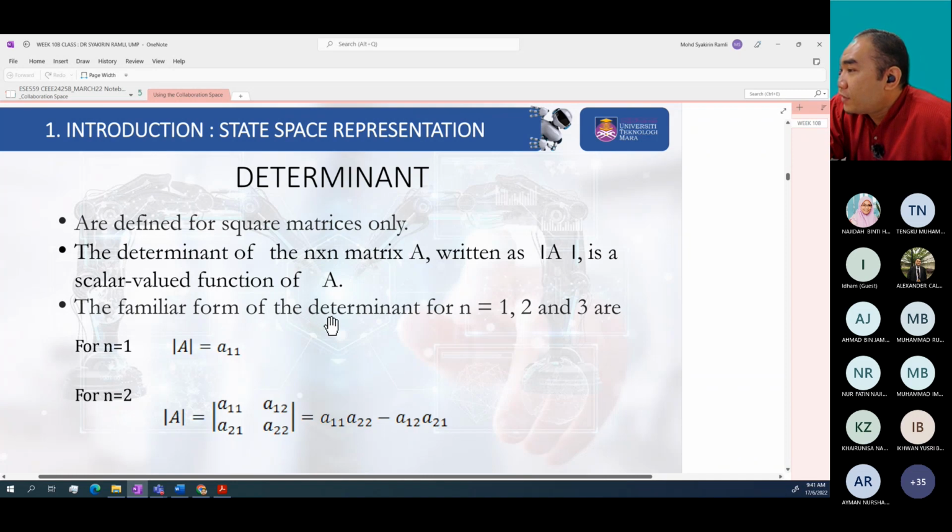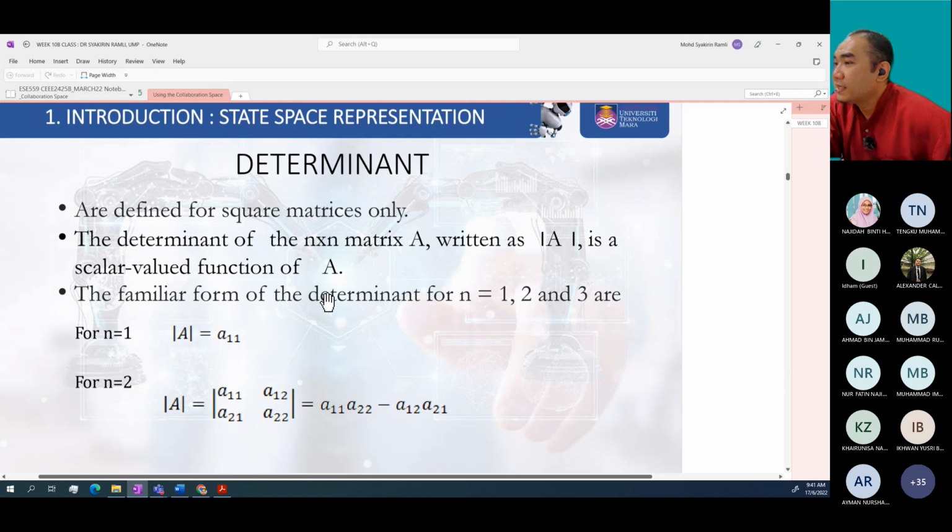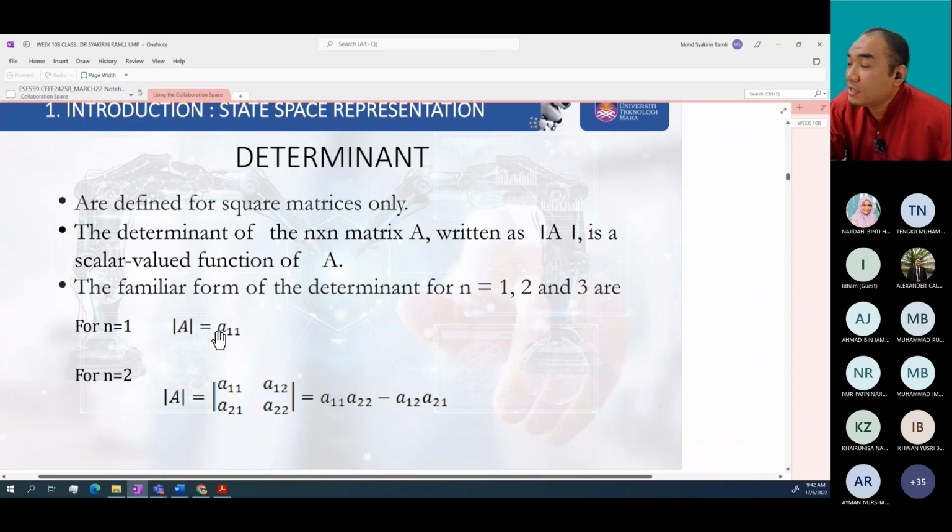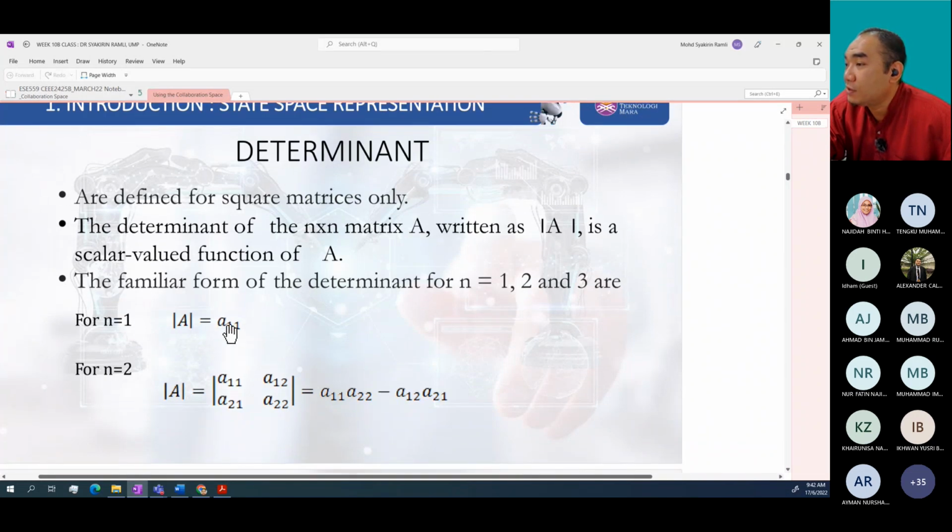The formal form of the determinant for n equal to 1, 2, 3 and so on. Okay, katakan kita ada n equals to 1. So a 1 by 1 punya matrix. We have a determinant of A is simply the A11 lah kan. Katakan kita ada satu determinant of A. Matrix A only has one value. So we got the determinant of the matrix A is just simply equal to that A11.